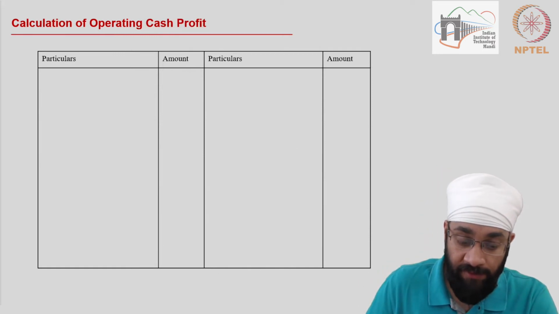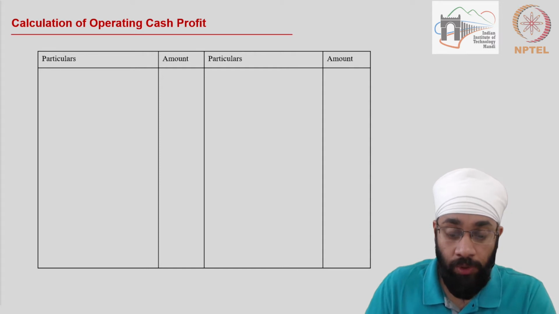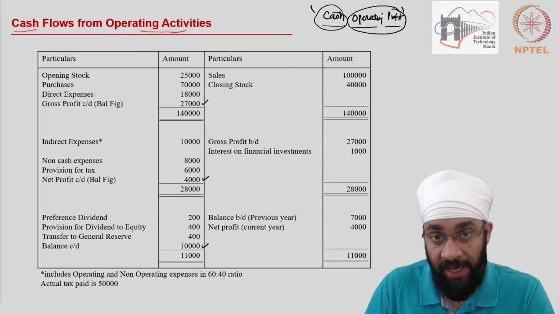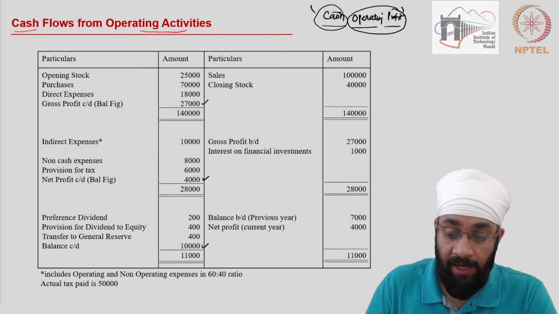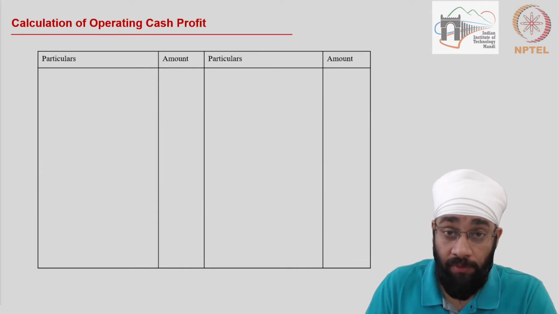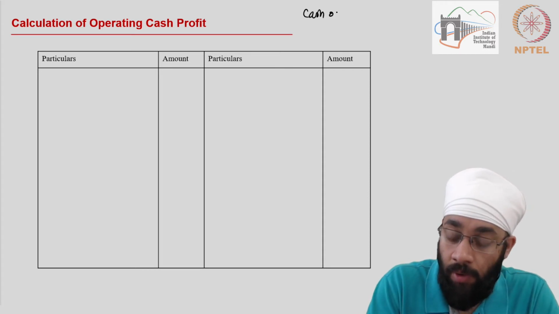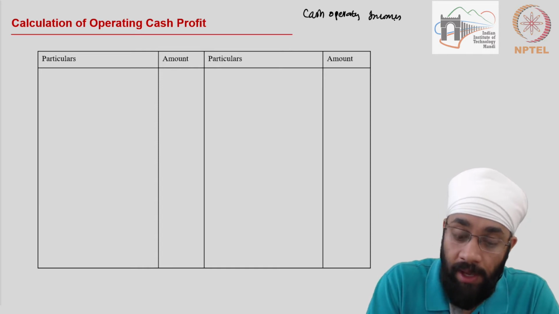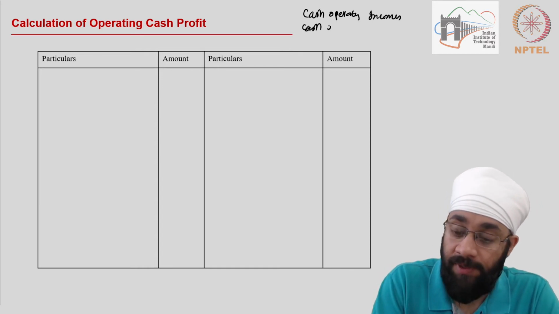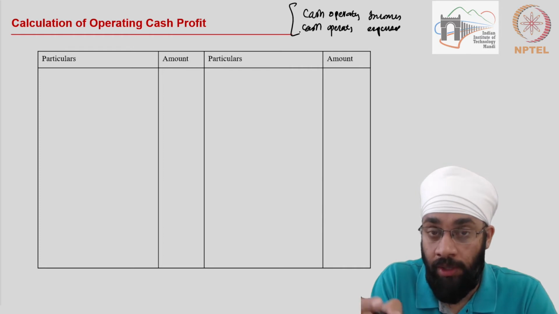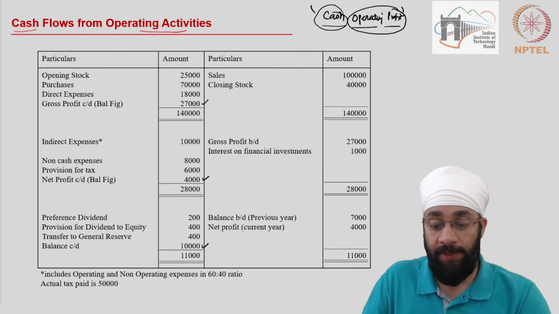So I have a format here which we are going to use to re-prepare, to revise the existing statement and calculate cash operating profit. We are only going to take cash operating incomes and cash operating expenses and figure out our cash operating profit. So let us get started.